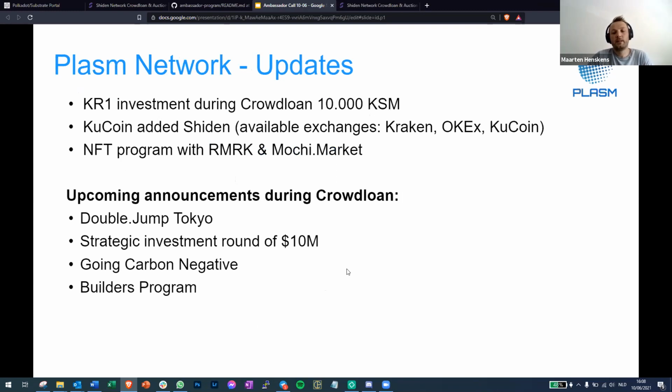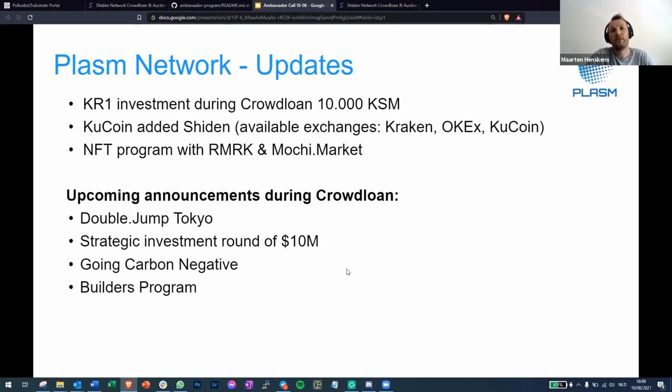Then what are the updates? The recent update yesterday was about the investment of KR1. They invested 10,000 KSM in our crowd loan. KuCoin also added Shiden, so the available exchanges are now 3 in total: Kraken, OKX, and KuCoin.